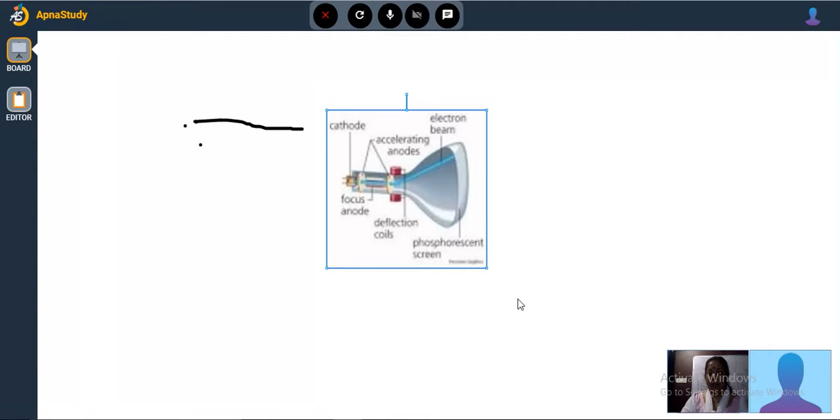Now he decreased the pressure even more. He decreased the pressure to 10 raised to power minus 4 atmospheres, and he increased the voltage to 10 raised to power 4. The negatively charged electrode transmitted some rays. These rays were termed cathode rays. So that's how the discovery of cathode rays was done.